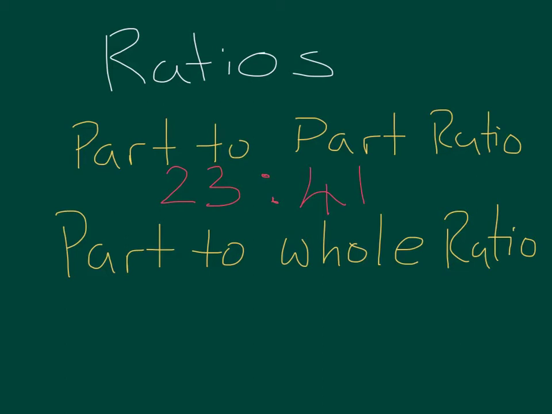So now my next step would be to say what is a part-to-whole ratio. A part-to-whole ratio would say how many of one there is in comparison to the whole amount. So I might say how many math textbooks are there in comparison to the total amount of textbooks.